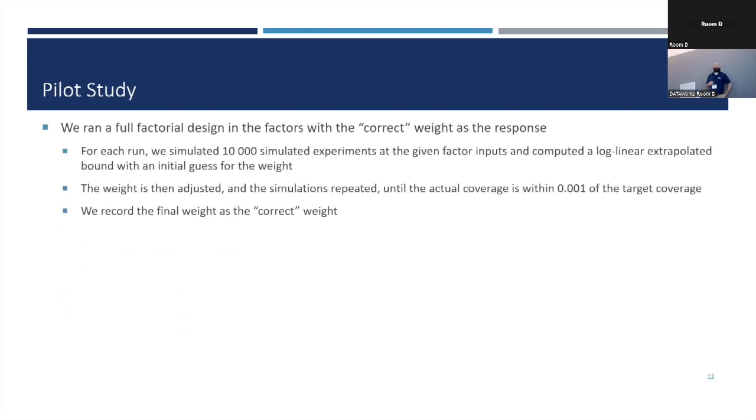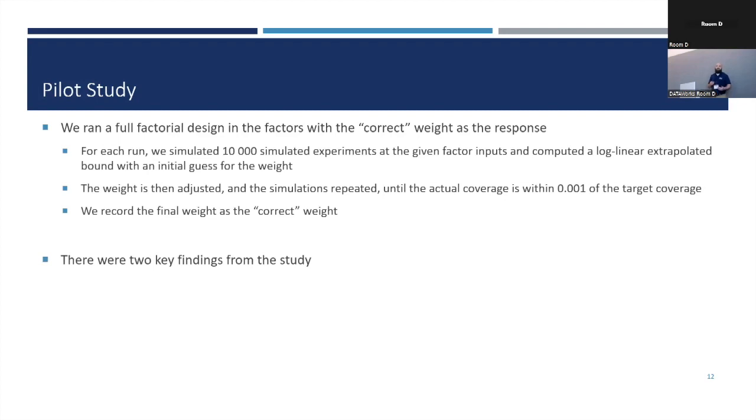So we did a full factorial design. This is a simulation study. And we determined the correct weight the following way. For each run, so each combination of those factors, we ran 10,000 simulated experiments, and we started with an initial guess for the weight. Then we computed the coverage based on those simulations. And if it was within 0.001 of our target coverage, we said we got it. We're going to record our correct weight. If not, we try again until we get within that area. So our weight is our response.